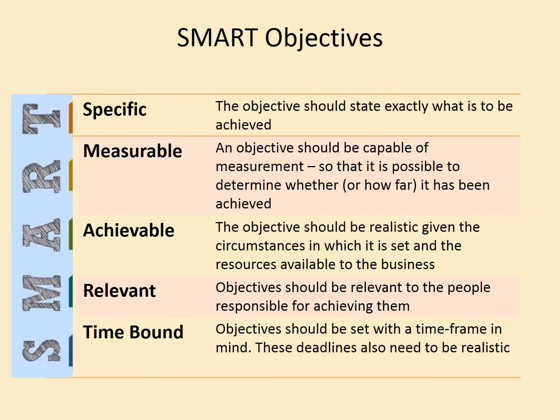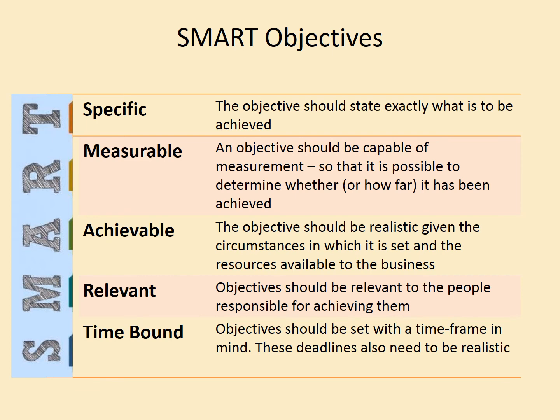So, SMART objectives. Now, these I expect you to go away and look up yourself and make sure that you understand. SMART is specific, measurable, achievable, relevant, and time bound. Now, when an objective is made, it needs to follow all of these processes. So the objective should state exactly what it is meant to achieve. So we're looking at profit increase.